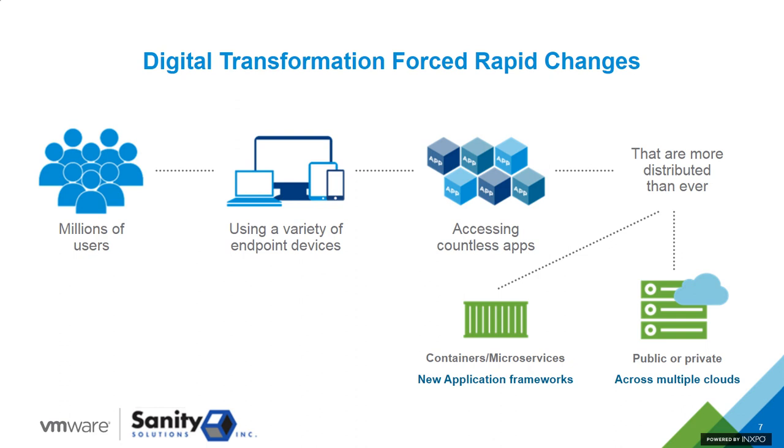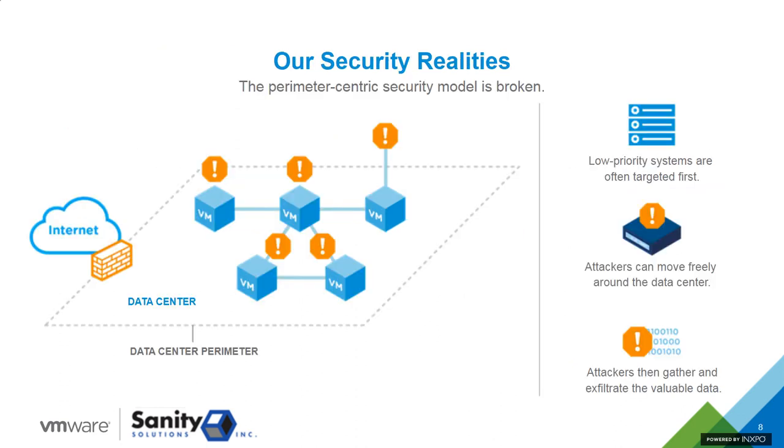At Sanity Solutions, we like to say that Einstein's definition of insanity is doing the same thing over and over and expecting a different result. So let's further explore some of the deficiencies in the current approaches to security.